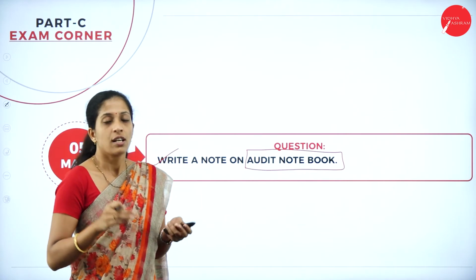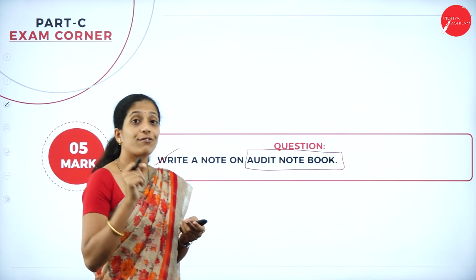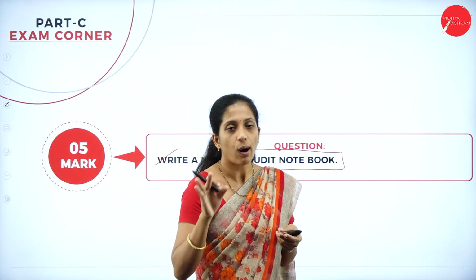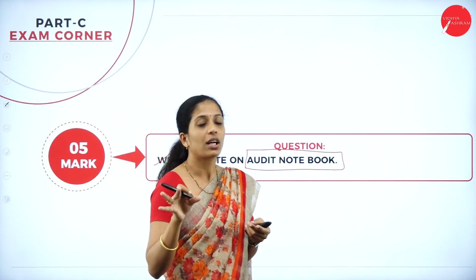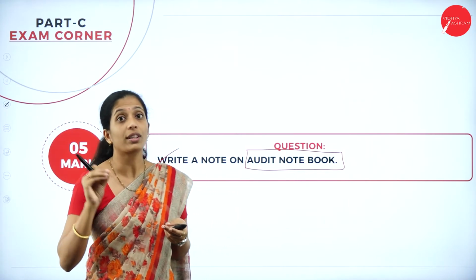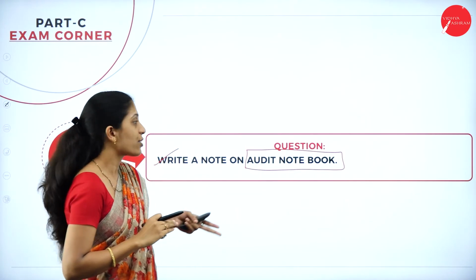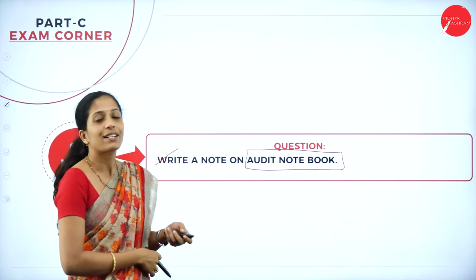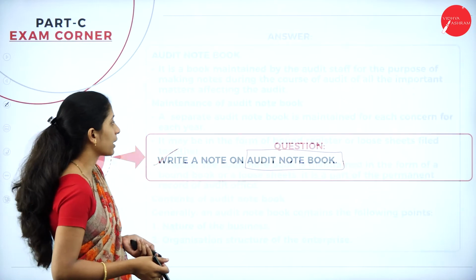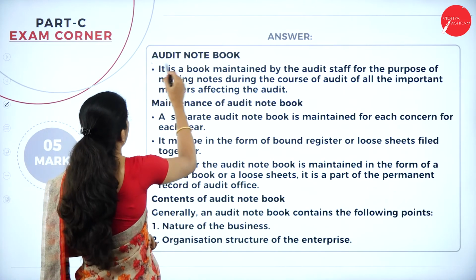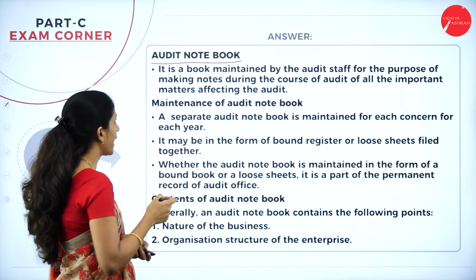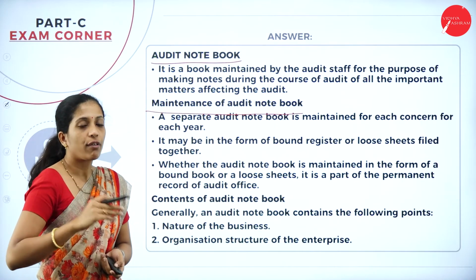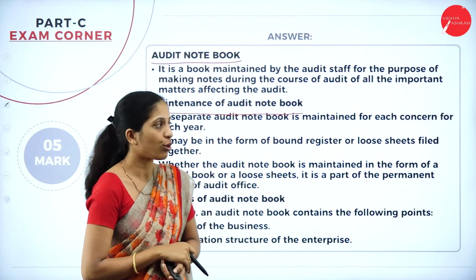Audit notebook. During the process of auditing, if any important point is found, it has to be noted down by the audit staff. That book in which the audit staff notes the important points is known as the audit notebook. You can expect a question, write a note on audit notebook. You can write the meaning of audit notebook, or how we are going to maintain the audit notebook, or any of the 5 features of audit notebook also.